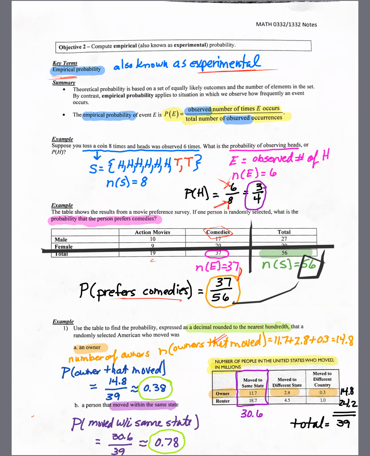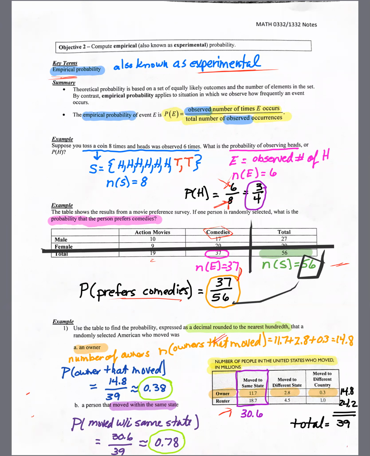So sometimes the table will be set up in such a way that the totals are already there for you, which is nice. And sometimes the totals won't be there. And so you'll have to know, well, I need to put those in myself. Now, you could have done it for all three cases, like moving to different states and moving to a different country, but that's totally up to you. Okay. Just watch what you're given as your information.